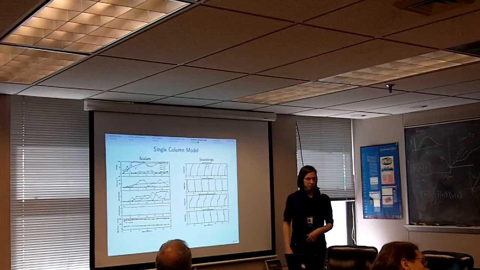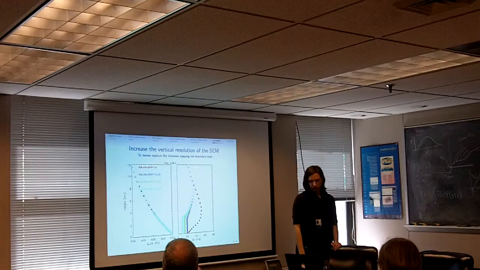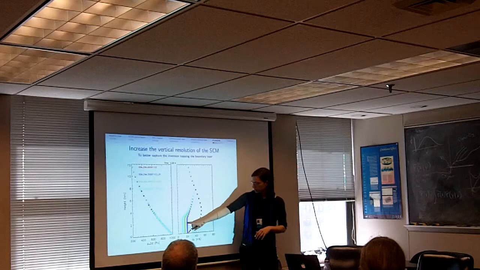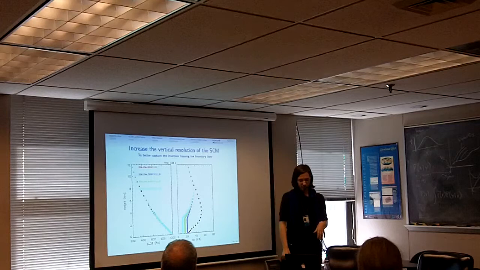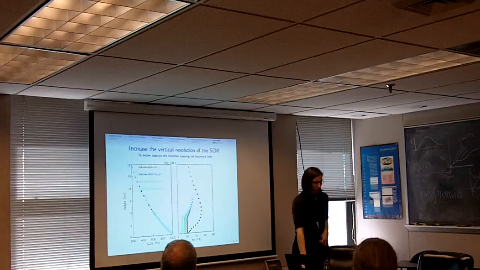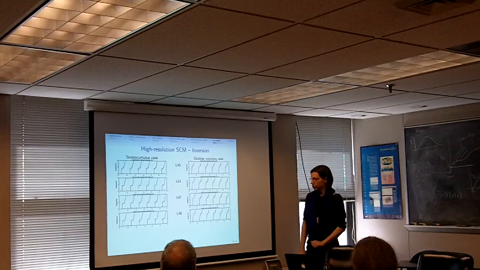So what we're doing with that is increasing the resolution of the SCM in the boundary layer. We're trying 20 hectopascals, 15, and so on, and we're comparing them. I'm going to call them so the original one will be L40, and you'll have L51, L57, and L68, which is just the number of levels that you have. The goal was to get a better inversion.